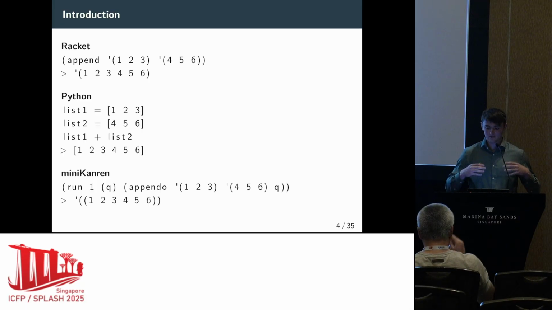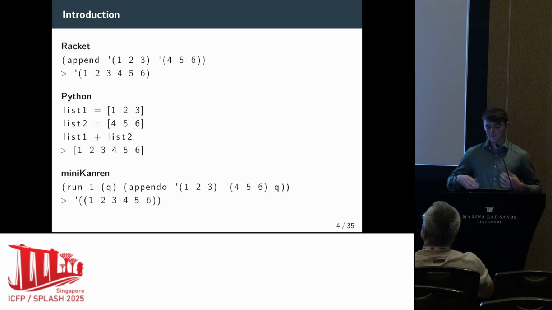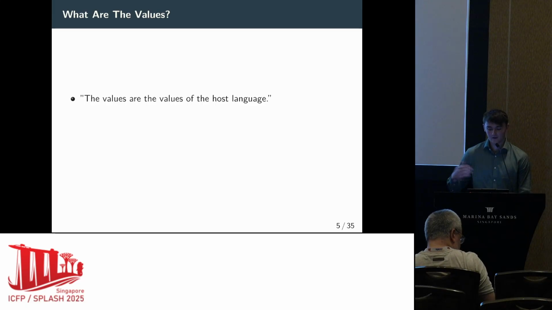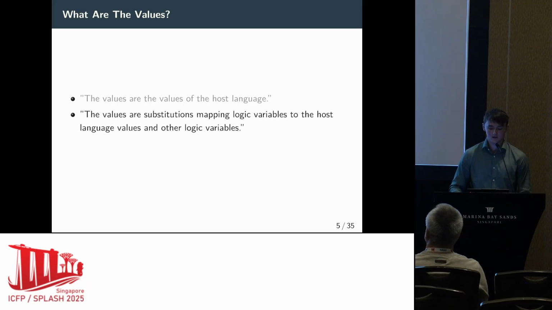When you're thinking about your values here, you might be tempted to say, well, whenever I put something in my REPL, the values are the sort of things I get out. And miniKanren being an embedded language, you might say, well, my values are just the values of the host language. But if you actually implement miniKanren yourself, a more nuanced take would be that the values are substitutions. So we're mapping logic variables to host language values and other logic variables. And the thing you see in your REPL is really just the reified version of that substitution.